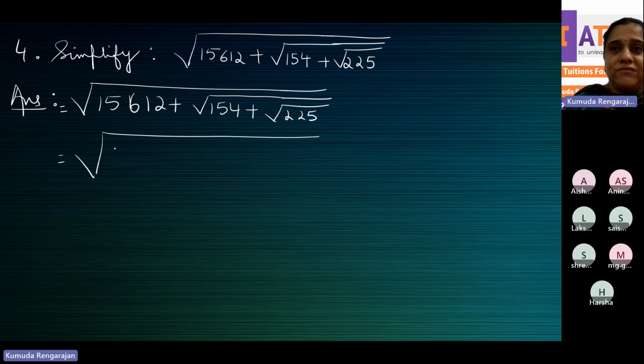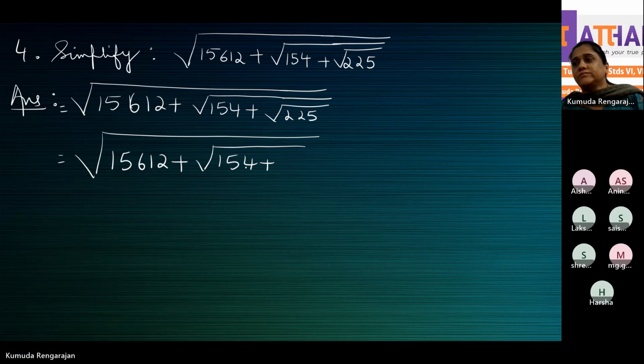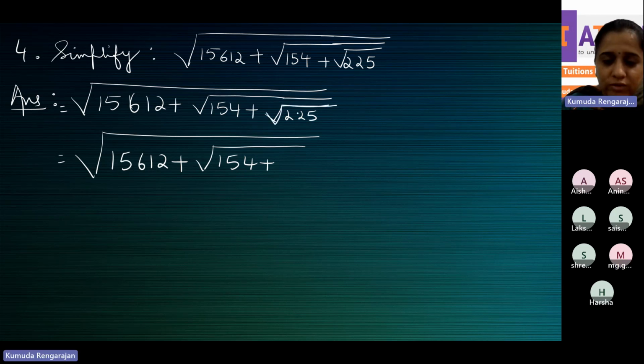So we'll start simplifying from the innermost square root. So we'll write all this as it is. Look at the board, look at the screen, children. What is the square root of 225? 15. The square root of 225 is 15. Is this understood?